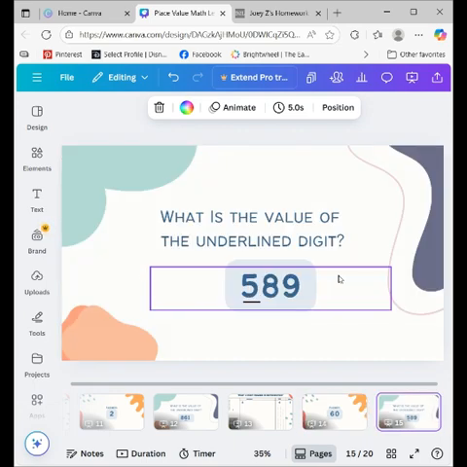Now we are going to determine the place value for the underlined digit in the number 589. So the underlined digit is number 5.